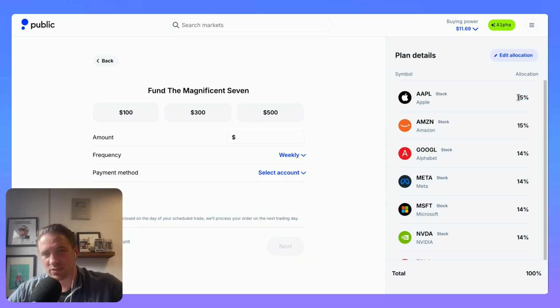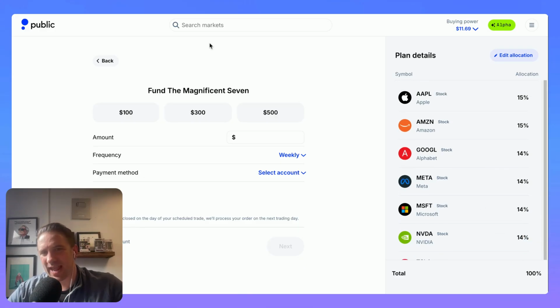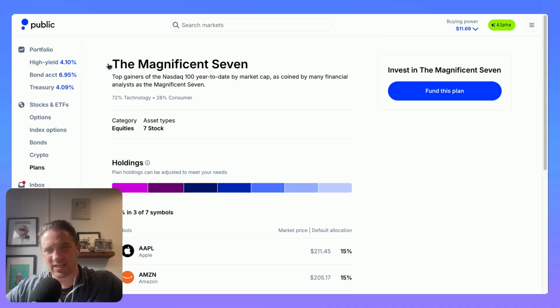So if I put $10 in, 15% of that $10 goes to Apple, 15 to Amazon, 14 to Google, 14 to Meta, 14 to Microsoft, 14 to Nvidia, 14 to Tesla. Automatic allocation, just like that. No fancy processes, no crazy paperwork, no spreadsheets. The plan's already built for you, and it's right here.